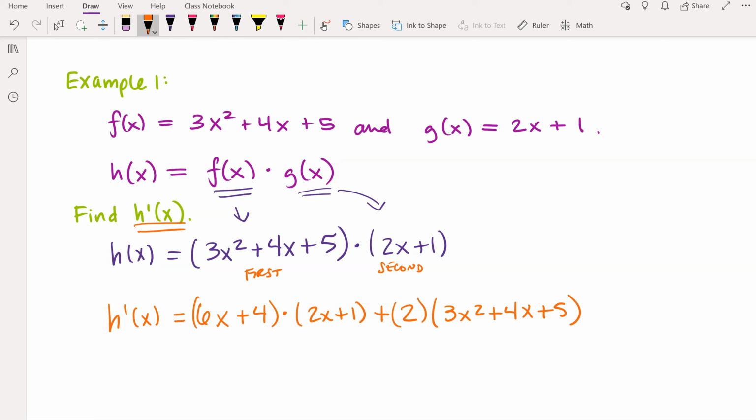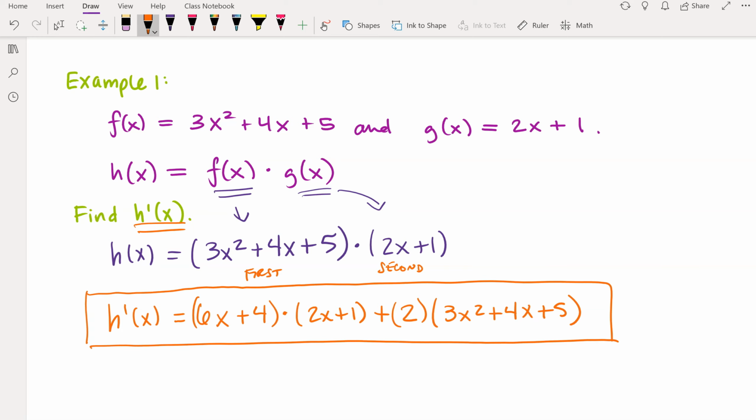Okay, we're going to pretend that this was a short answer question, and we are going to leave our answer in this form. So this is our derivative. H prime of x can be written like this. You do not need to distribute and simplify any further. You can leave it like that.